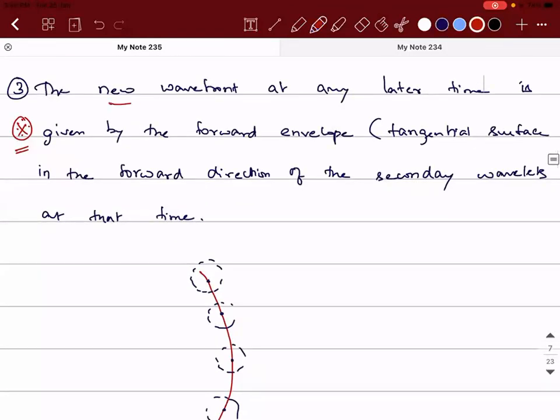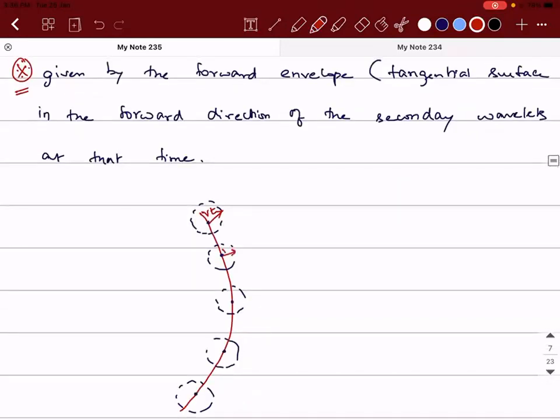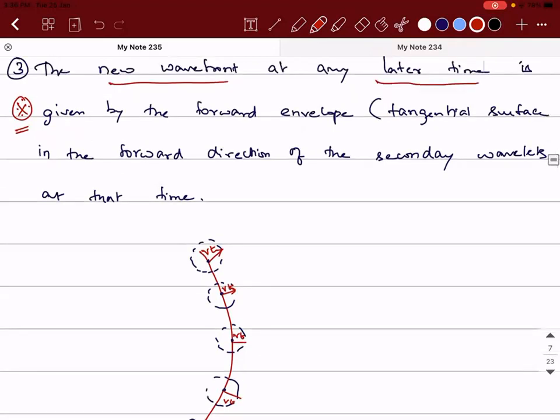The new wavefront that is required at any later point: let's say the speed of light in that medium is v. After a time t, this wavelet would have generated a radius of vt. This wavelet will also have the radius vt, this will also have the radius vt, and this will have vt, according to the second point. Now, according to the third point, the new wavefront at any later time is given by the forward envelope.